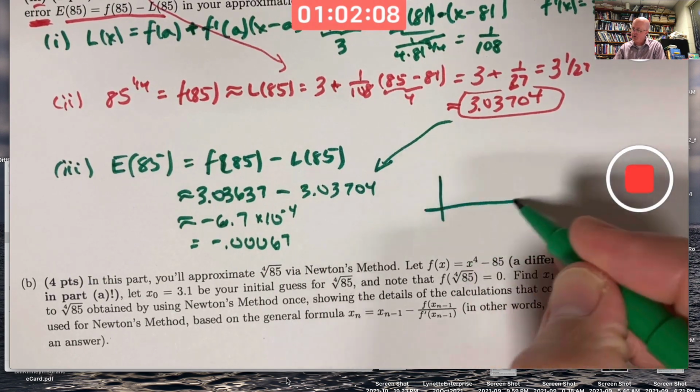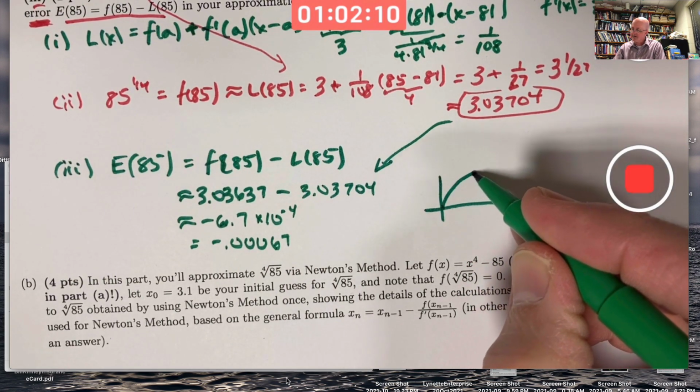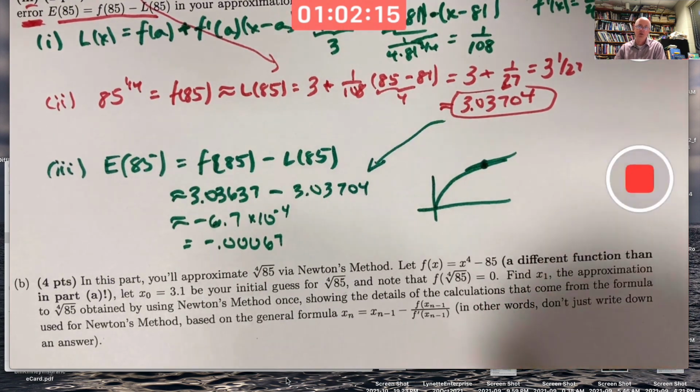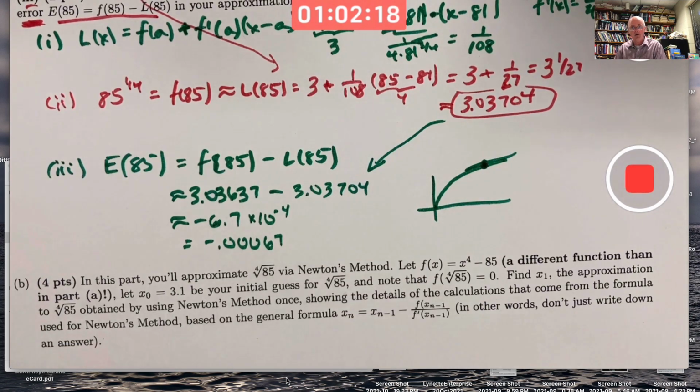The graph of the fourth root function when x is positive kind of looks like the square root function. It's concave down, and therefore the tangent line is above it, and the linear approximation is going to be too big, making the error negative.